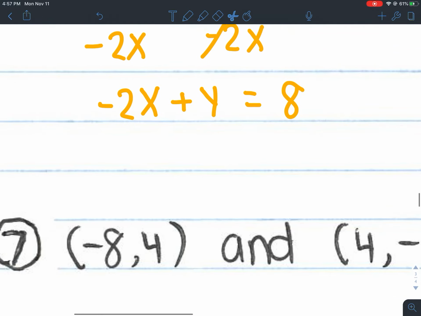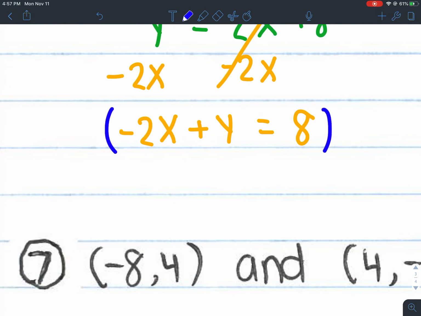Sorry, I'm moving this up because it's just a little too close. But this is still not in standard. Why not? Your a is negative. You have x and y on the same side, no fractions, but your a is negative. So you got to get rid of the negative.